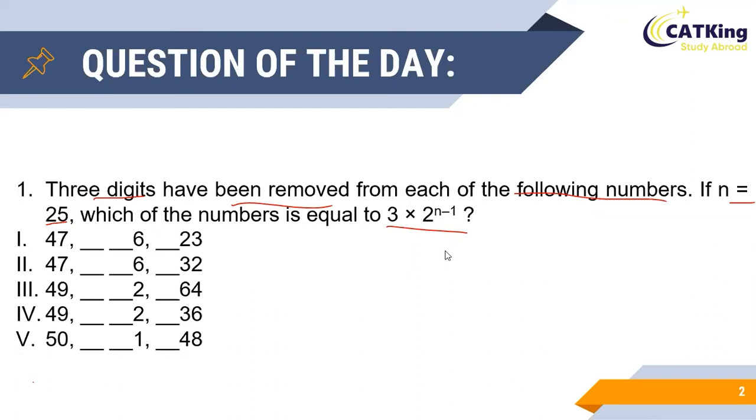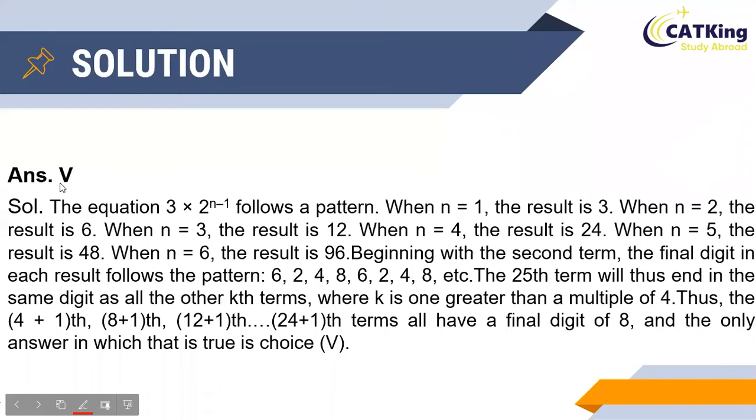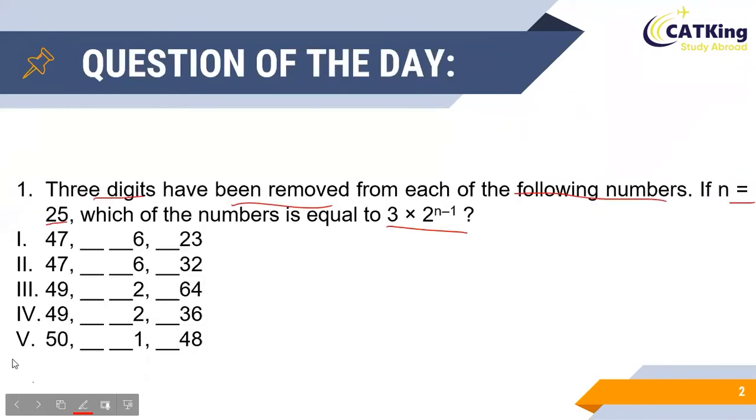Before we proceed to the detailed solution, let us take a quick glance at the correct answer. As you can see, the correct answer is option 5, that is 50 into, with the last 2 digits as 48. Now let us see how we arrive at this particular answer.